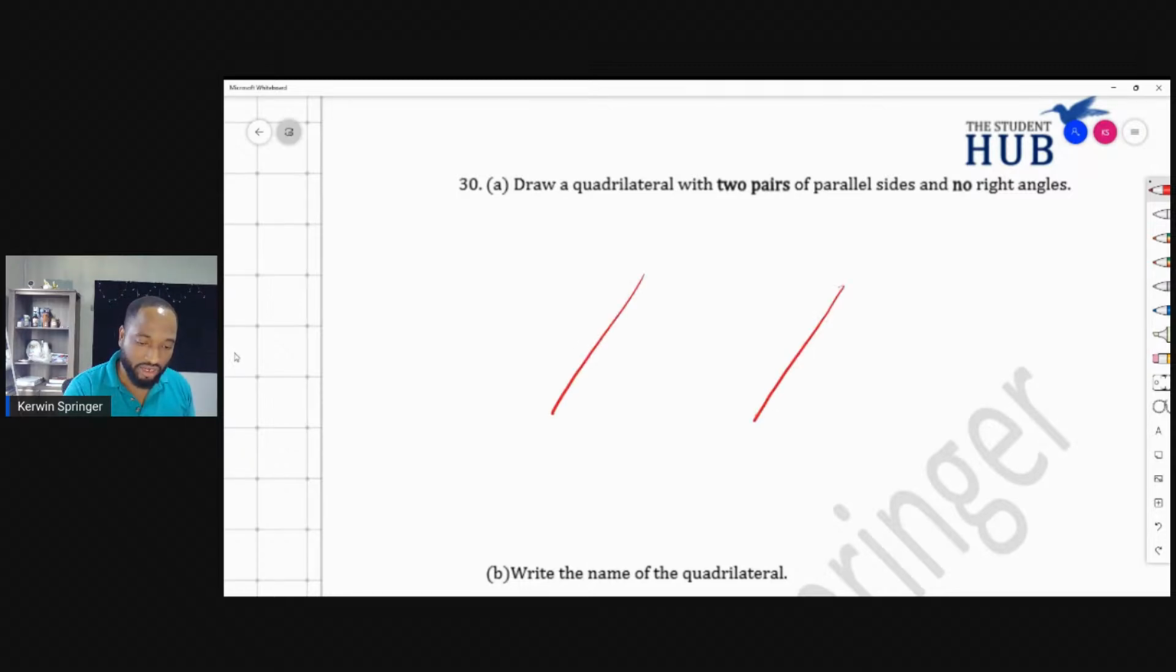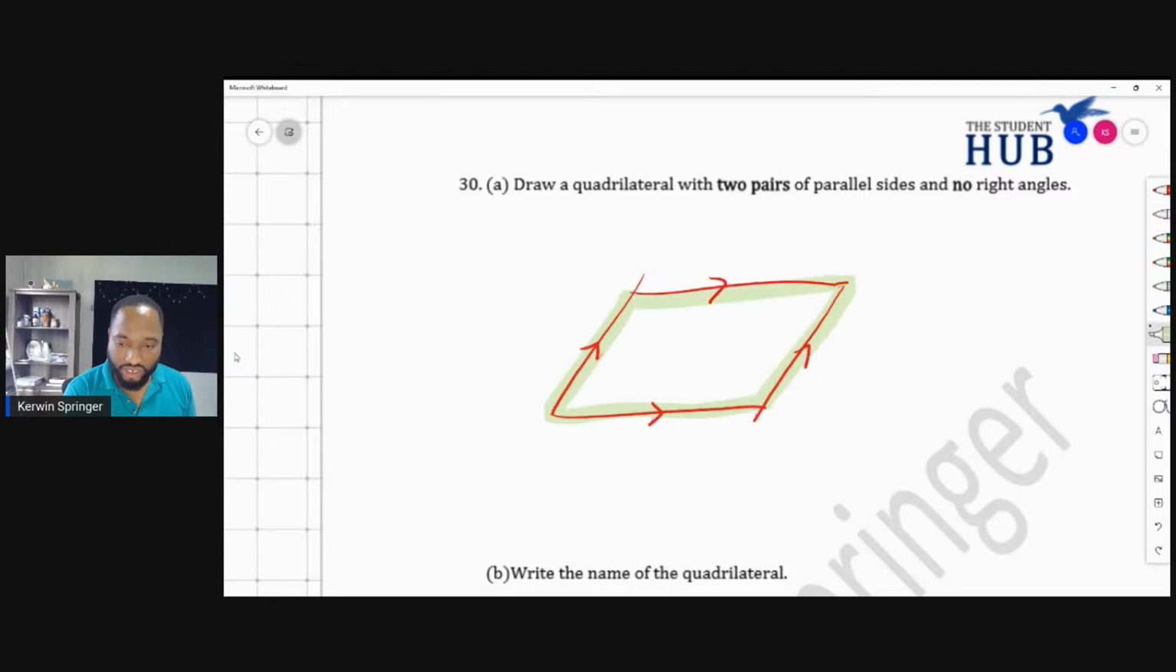So this side is parallel. This is parallel. This is parallel. So that's my shape there. Notice how none of them are right angles, right? This is not a right angle. It's acute. This is obtuse. No right angles. Use rulers.